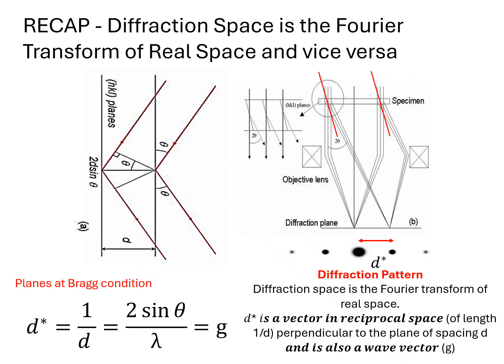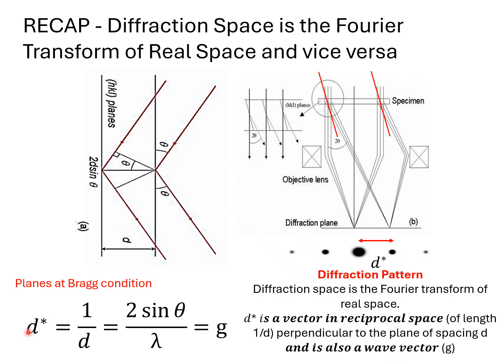Another way to think about this is to know that diffraction space is the Fourier transform of real space and vice versa. So what do I mean by that? Well, this is the Bragg equation rearranged in a different way. We can call 1 over d, d star, and that's actually a vector in reciprocal space. And we can call 2 sine theta over lambda another vector, g, which is the diffracting vector or the wave vector.